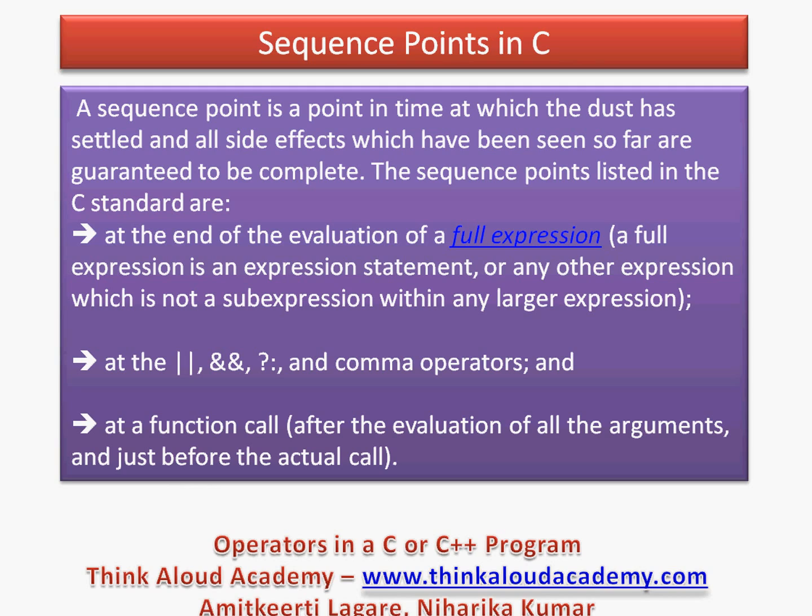The sequence points listed in the C standard are at the end of evaluation of a full expression, at the end of the AND, OR or ternary operator and the comma operator, or at the end of a function call. What this means is that when we reach one of these, the values associated with the expression get a proper meaningful value. If we try to access a variable before we hit any of these conditions, those variables might be in an indeterminate state, so we might get an indeterminate answer.